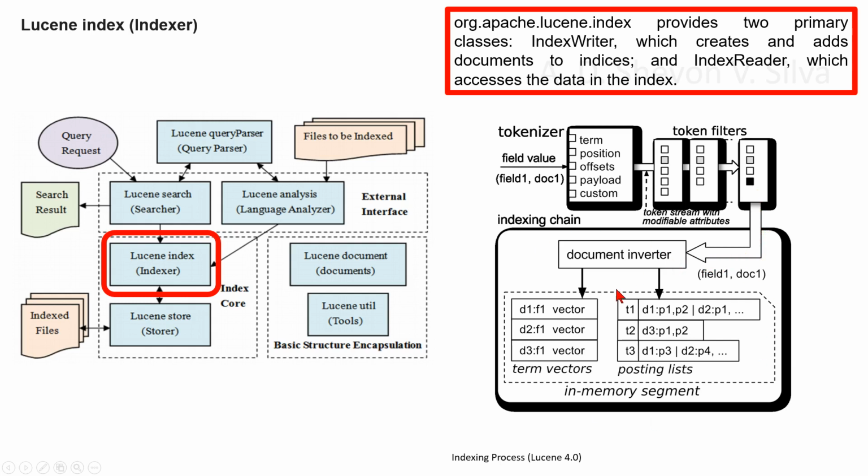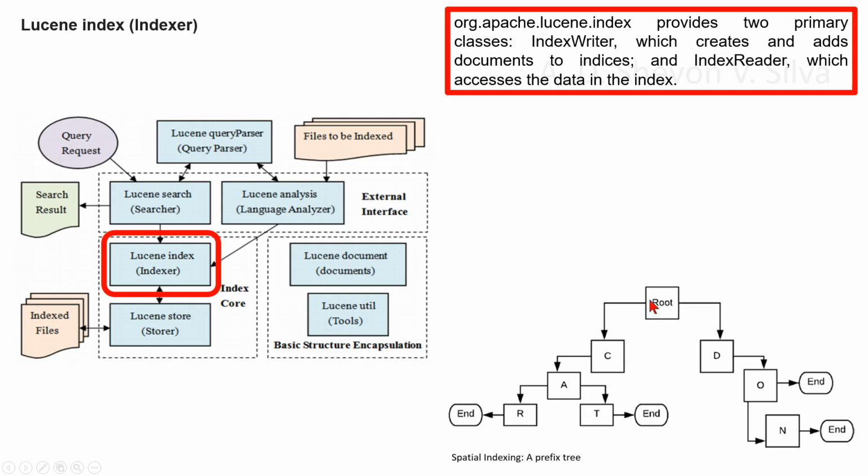Here you can see the indexing chain and the in-memory segment. The document inverter is connected to term vectors and posting lists. Here you can see the term vectors, and here you can see the posting lists. Here the token filter is connected to document content via field 1 and doc 1 in this example.